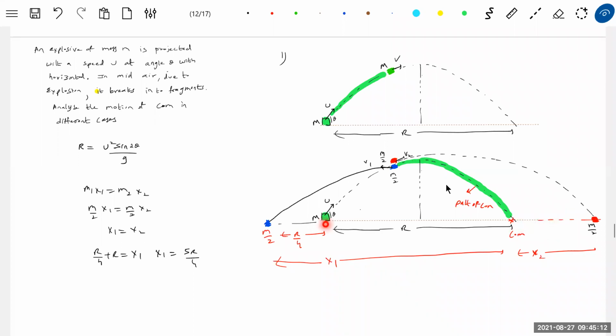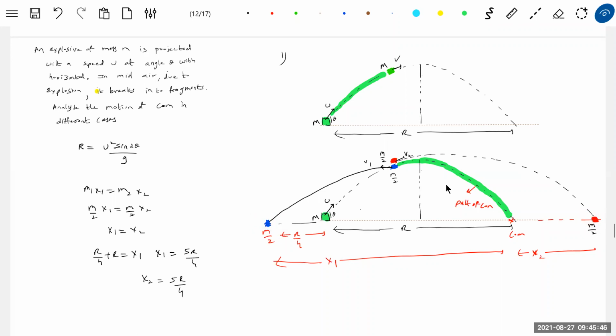From the launch point, it will be different. So what is this distance now? This is x2, which is 5r by 4. From the launch point, if one of the fragments is at a distance r by 4, what about the other fragment? The other fragment should be at a distance of r plus 5r by 4. Like this it is going to land here. So if you know where one of the fragments lands, we can predict where the other fragment will land. That's one of the sequences.